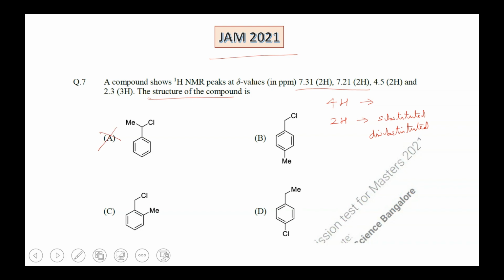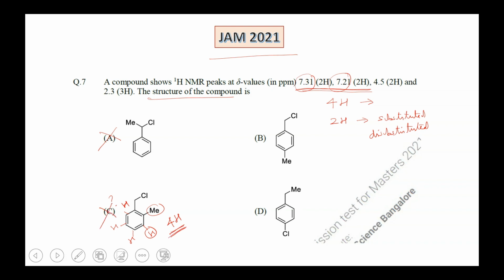Next, in the aromatic region, you have only 4 hydrogens. Among that, you have only 2 signals. But look at the compound C. You have 4 hydrogens, and all 4 are in different environments. This hydrogen has a nearby methyl, this hydrogen is nearby CH2Cl. So I'll be having 4 hydrogen signals in the aromatic region. So option C is also wrong.